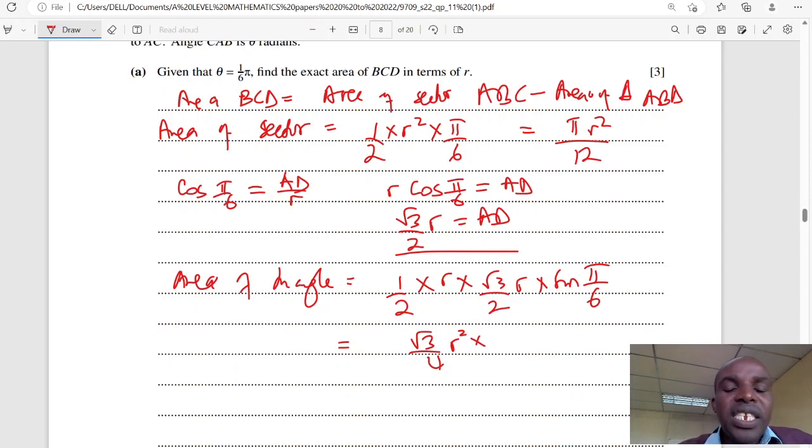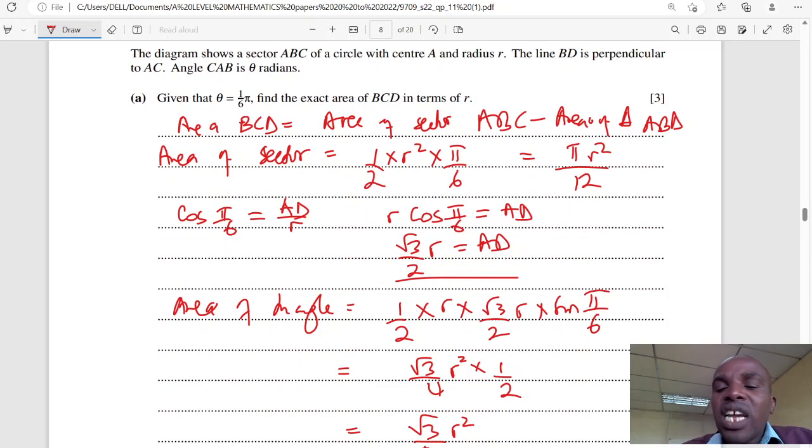What is sine 30? It is half. Let me prove it. Yes, it's half. Then your final answer here will be root 3 over 8 R squared. Done.